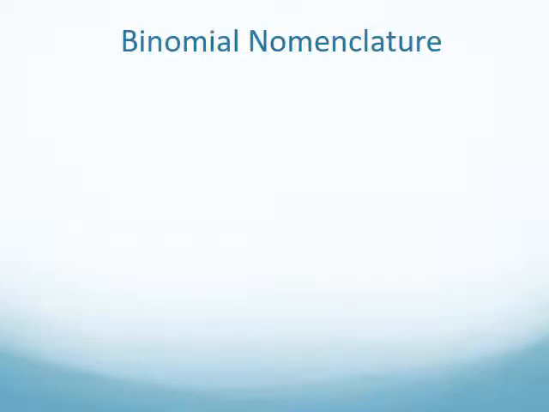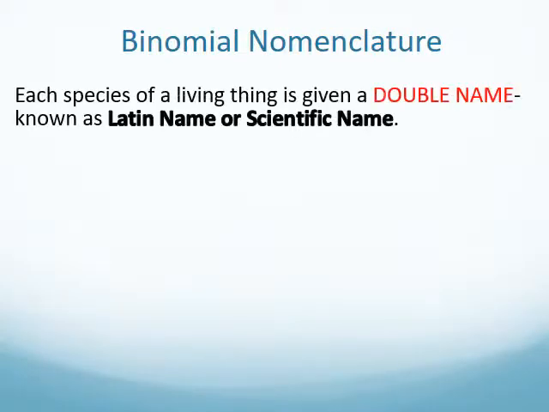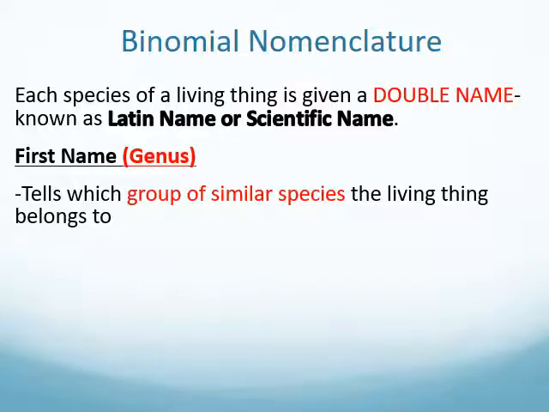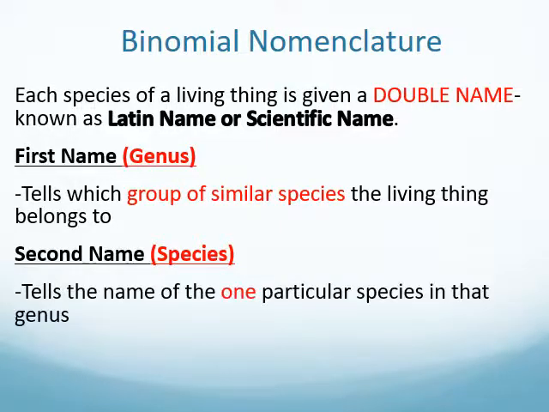Okay, so let's talk about binomial nomenclature just a little bit. Each species of a living thing has a double name, like I said, and we use their Latin name or their scientific name. The first name is going to be the genus, and that tells which group of similar species the living thing belongs to. And then the second name is the species, and that tells the name of one particular species in that genus. So your genus is your first name, and your second name is your species.